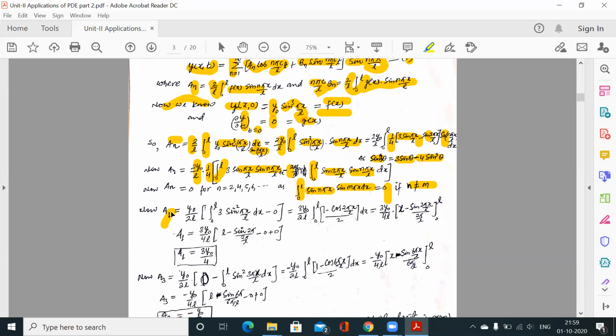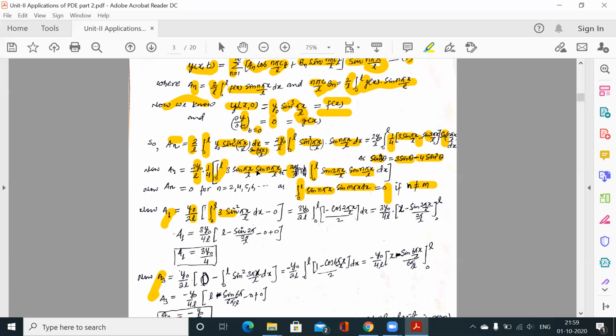Because this is the total integration, a1 would exist, because it will be non-zero for n equal to 1. And when we substitute a3, this will be 0, but this will be non-zero. So we will get a1 and a3. So when we calculate a1, it is y0 by 2l, where this is 2, this is 4, so 1 by 2. So 1 by 2, y0 by l, integral 0 to l, 3. This is because we are calculating for n equal to 1.